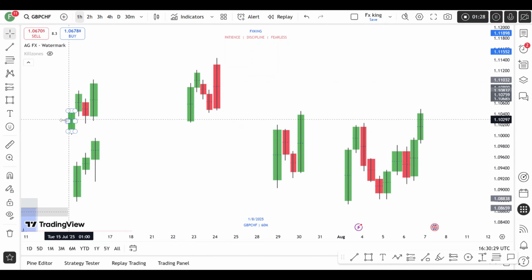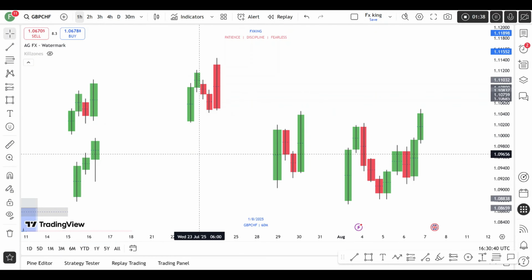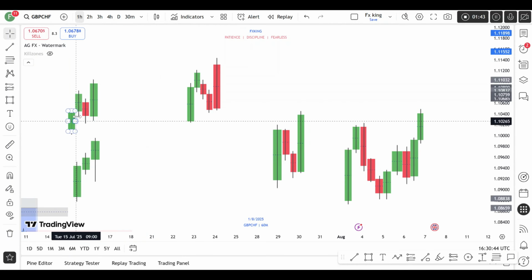Now, for a pullback to be valid, the market needs to take out the highest candle in that range. It needs to take out the high of the highest candle in that range and the low of the lowest candle in that range. So this is a bullish scenario.